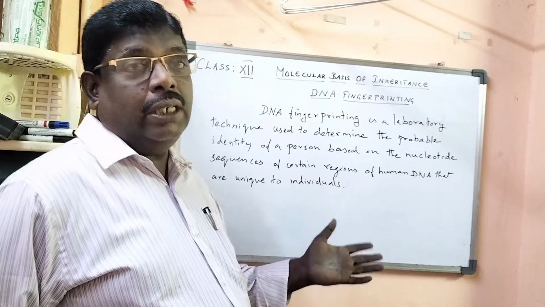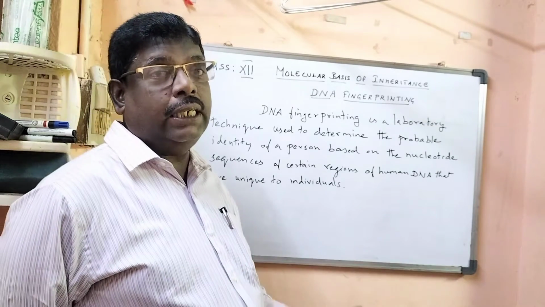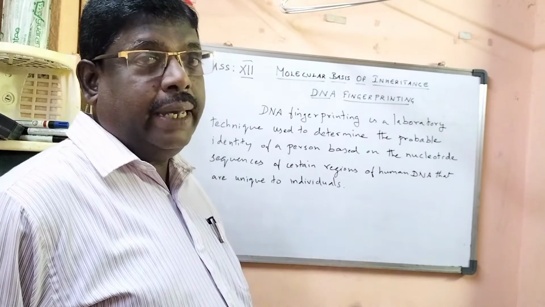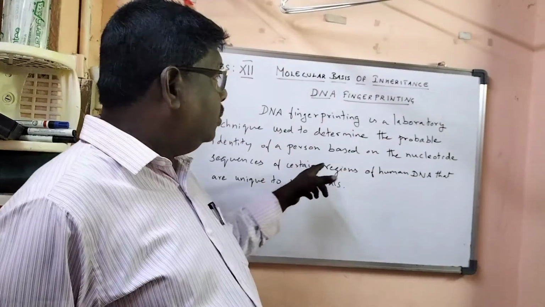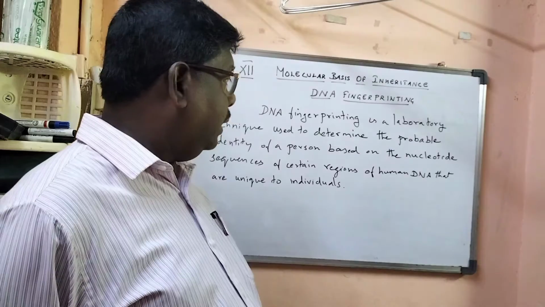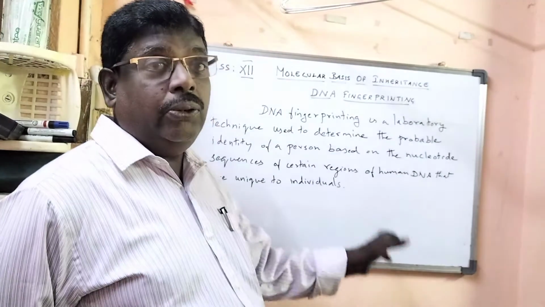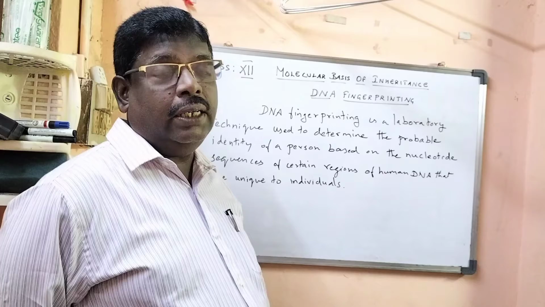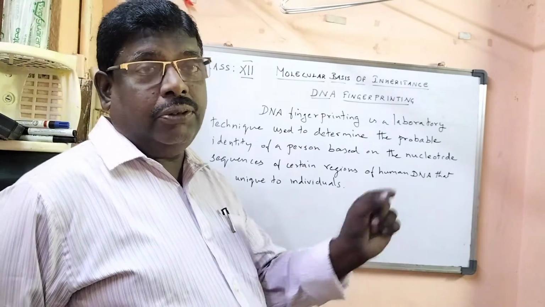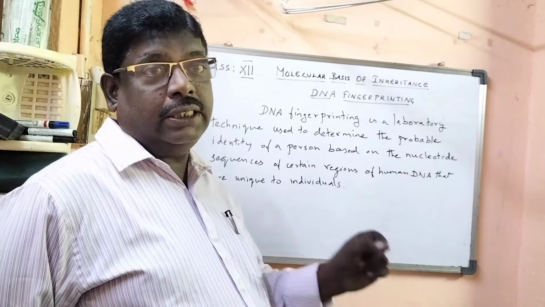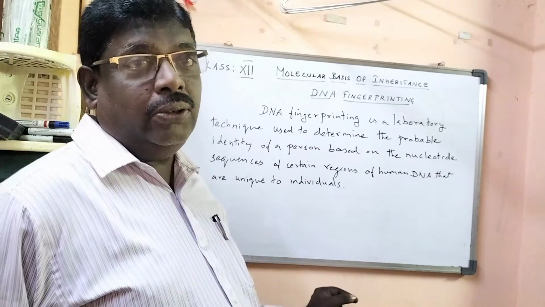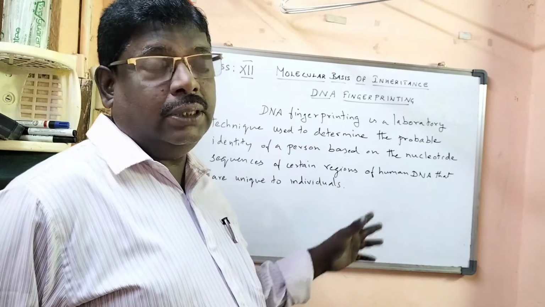It is done based on the nucleotide sequences, that ATGC combination, that is the base pairing of nucleotides. It is based on the nucleotide sequences of certain regions in the human DNA that are very unique to individuals. Even though 90% of the DNA remains the same in all human beings, at least a few percentage of DNA differs. That makes an individual unique. So those differences are very unique. By that we can identify who that person is.